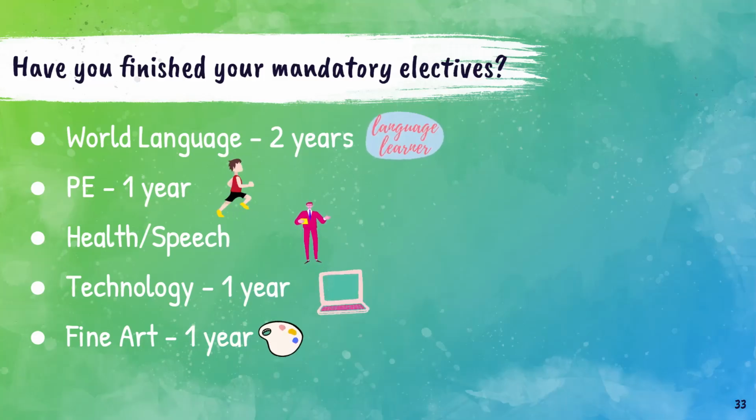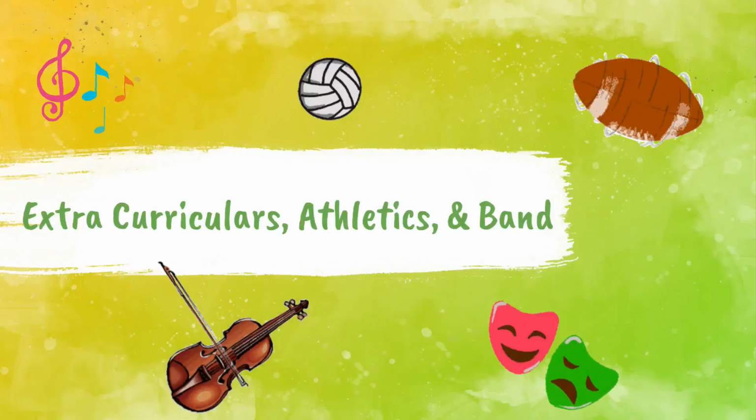Make sure you've finished your 2 world languages, your year of PE, your health and speech credit, your year of technology, and year of fine art. If you haven't got these done, we would highly suggest you do them junior year so you're not having a bunch of required classes that you have to take senior year. Make sure you're on track.